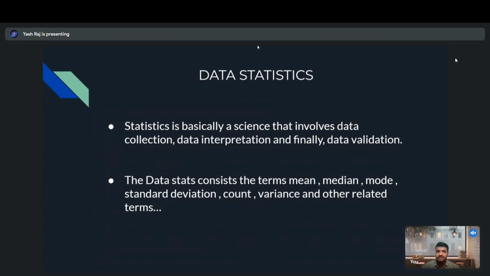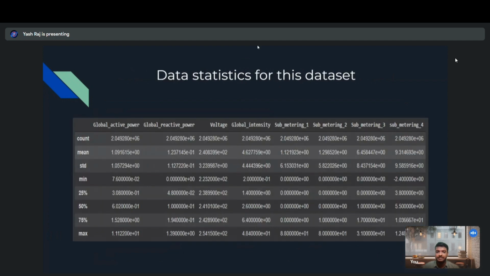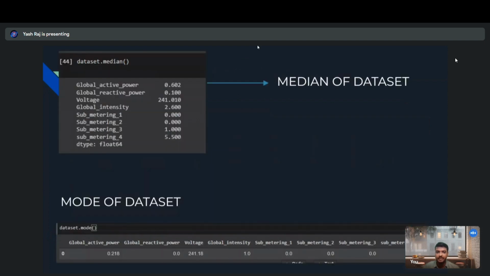Statistics is basically a science that involves data collection, data interpretation, and finally data validation. Here we will find several measures of central tendency. This includes mean, median, mode, standard deviation, count, variance, quartiles, min, and max. In this slide, we can find the central tendency of all variables. Especially for hypothesis testing, we need data like the mean and variance of the population and sample. Now, Yash will explain hypothesis testing.